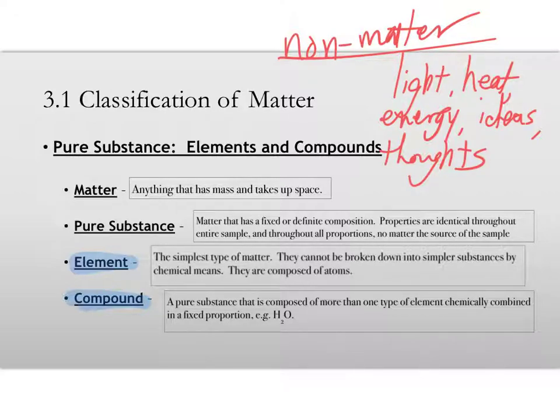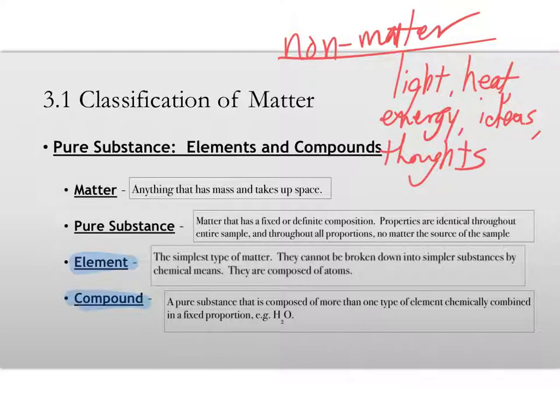compounds are substances that have two or more different elements in them. So they're not the simplest type of substances or matter. They can be broken down through chemical means into simpler substances. They can be broken down into simpler compounds, or they can be broken down into elements.